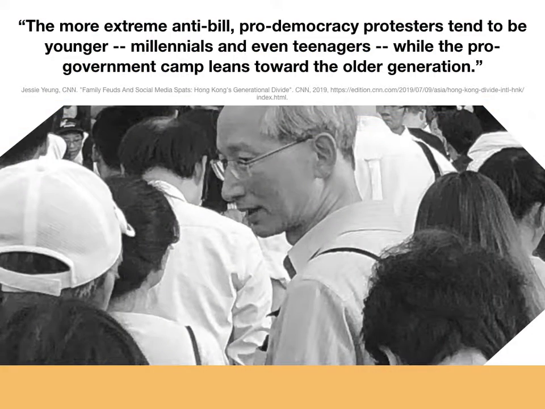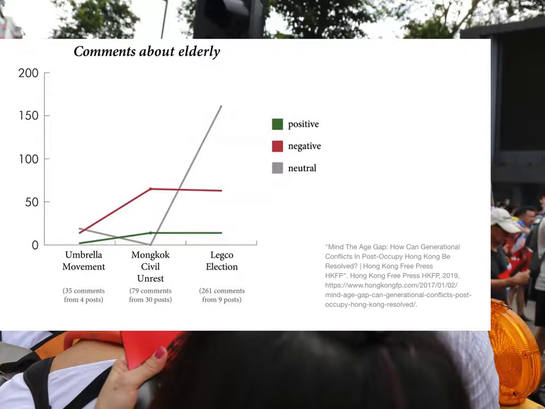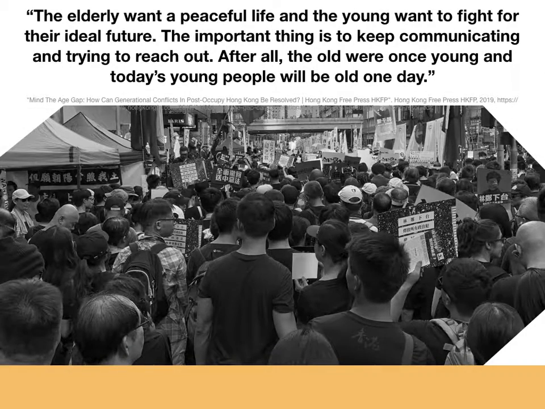Pro-democracy protesters tend to be younger, millennials, even teenagers, while the pro-government camp leans toward the older generation. The Chinese University School of Journalism conducted a social media analysis of Facebook posts. In more recent events, negative comments appeared which were obvious and extreme, and they tended to link negative political results to the elderly. In response to the generational differences in Hong Kong, 17-year-old protester Helen said this: "The important thing is to keep communicating and trying to reach out. After all, the old were once young, and today's young people will be old one day."